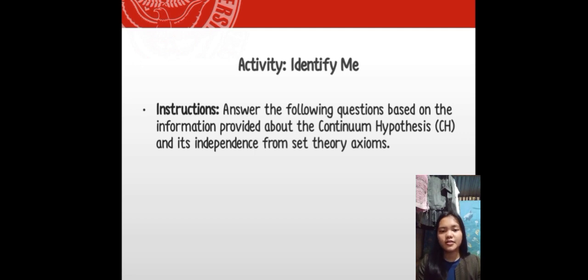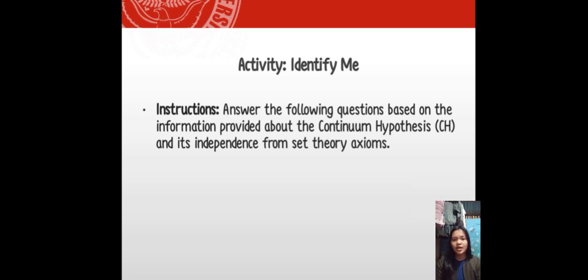Okay guys, this is for test 1. Direction: encircle the correct answer. For test 2, create a concept map about the definition of the continuum hypothesis. Make it in a creative way. It is equivalent to 10 points. Are you done?